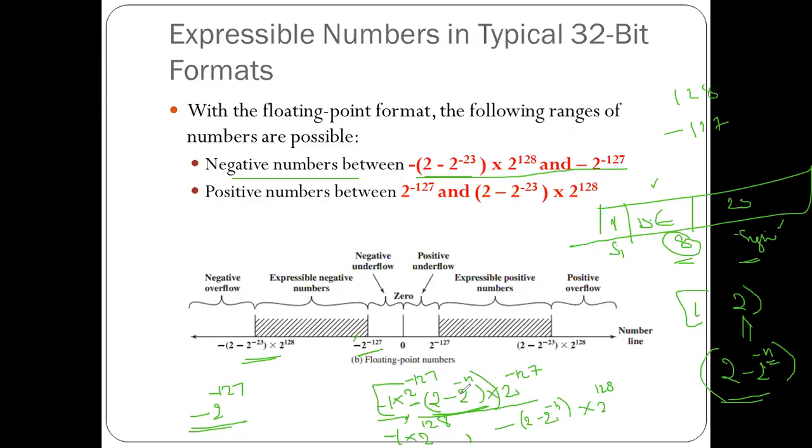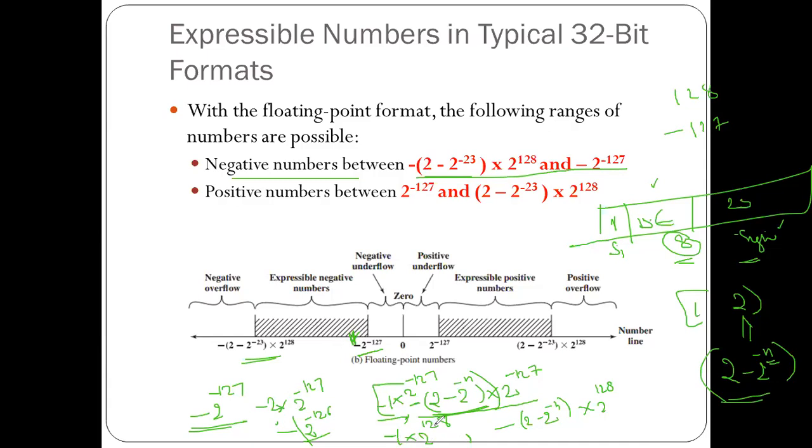It is 2 minus 2 power minus n. It approaches 2, right? Minus 2 into, if I take it as minus 2 into 2 power minus 127, which is nothing but minus 2 power minus 126. So this approaches 2 power minus 126, beyond this, a negative number. So this value will be around here. Am I right? Yes, ma'am.